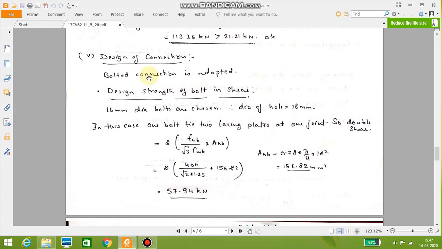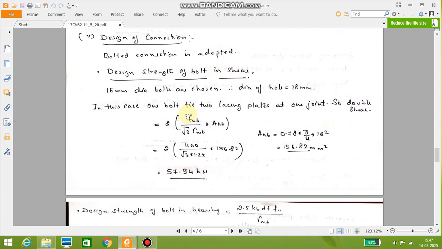Next is design of connection. We know a bolted connection is adopted. So design strength of bolt in shear is to be calculated. We have already studied this procedure. So in this case, one bolt will tie two lacing plates at a particular joint. So the bolts will be under double shear. So 2 into fub by root 3 into gamma mb into Anb. So I get 57.97 as the answer.